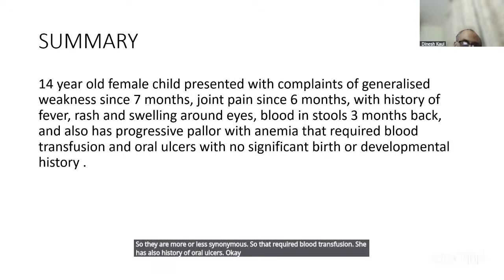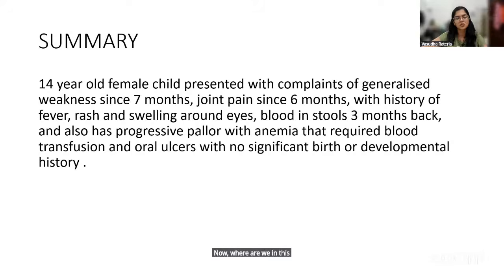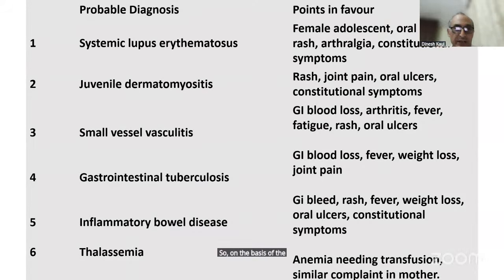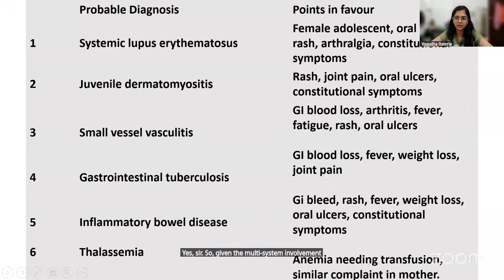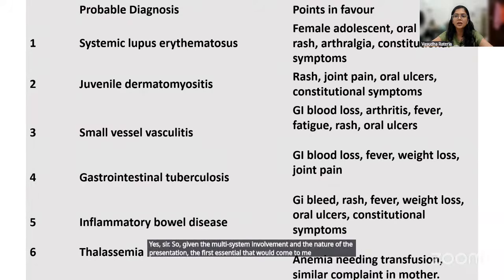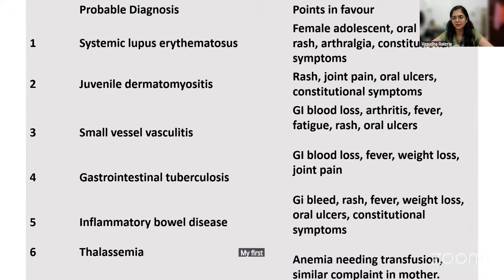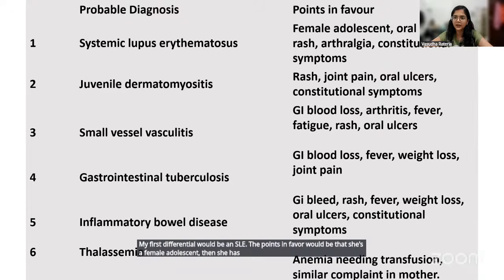Now, where are we in this scenario? What do you think she has, without getting biased with your diagnosis? Given the multi-system involvement and the nature of the presentation, the first differential that would come to me is an autoimmune condition. And since the child is a female adolescent, my first differential would be SLE. The points in favor would be that she's a female adolescent, she has oral ulcers, joint pain, and rash.